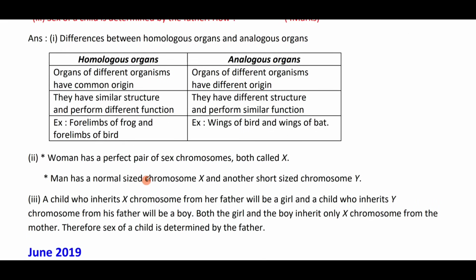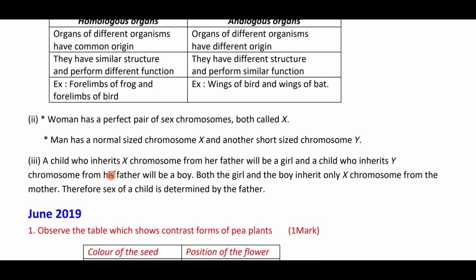A woman has a perfect pair of sex chromosomes, both X, that is XX. A man has a normal size chromosome X and another short size chromosome Y. A child who inherits the X chromosome from her father will be a girl, and a child who inherits the Y chromosome from his father will be a boy. Both girl and boy inherit only the X chromosome from the mother. Therefore, the sex of the child is determined by the father.